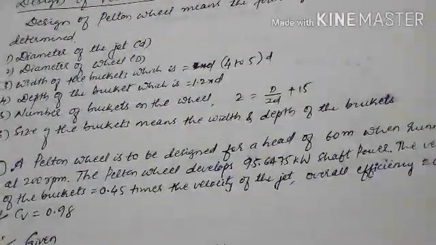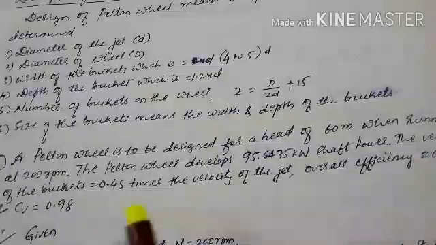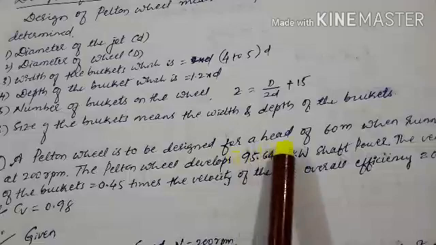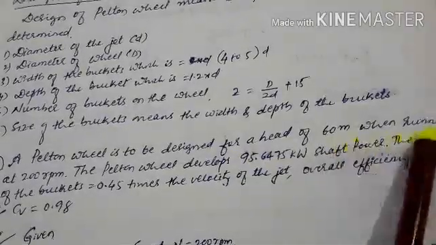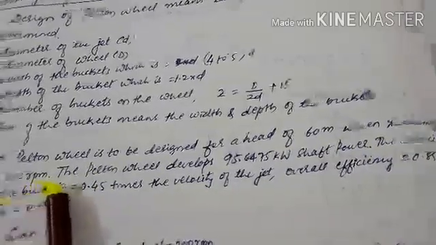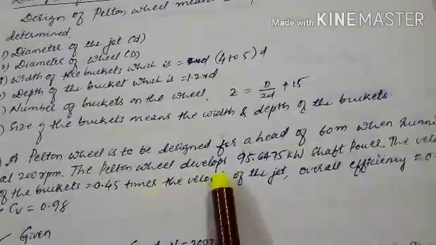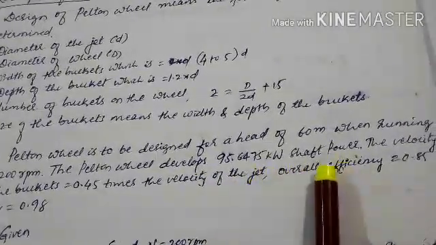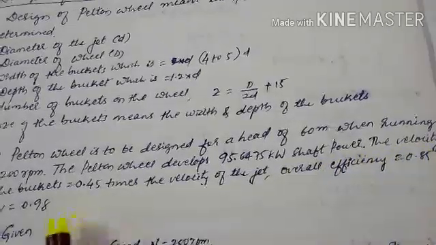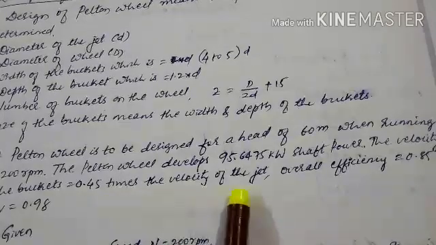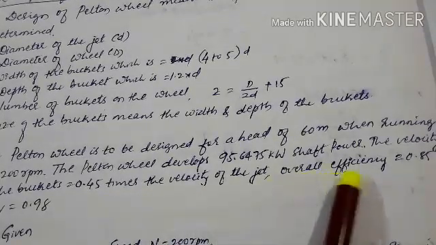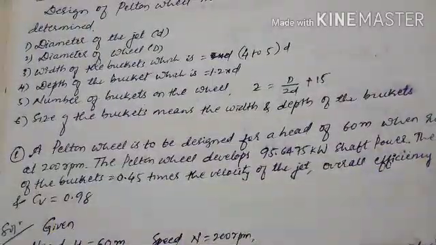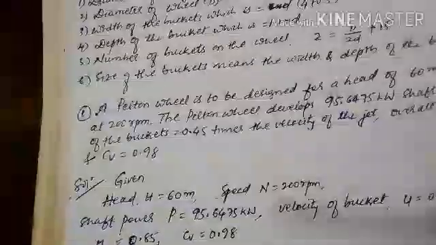Let us take one design problem. A Pelton wheel is to be designed for a head of 60 meter when running at 200 rpm. The Pelton wheel develops 95.6475 kilowatt shaft power. The velocity of the bucket is 0.45 times the velocity of the jet. Take the overall efficiency as 0.85 and take the CV value as 0.98. So these are the data given.